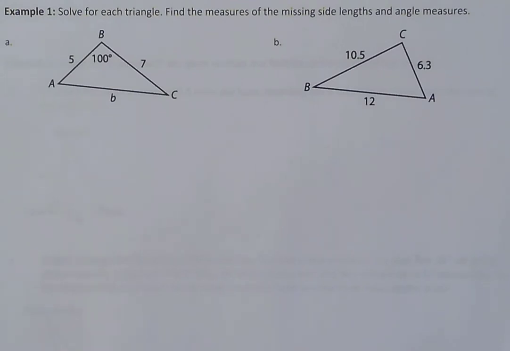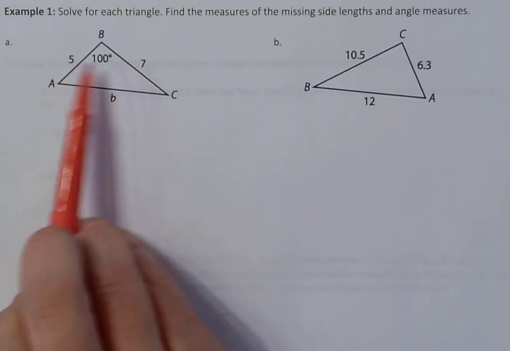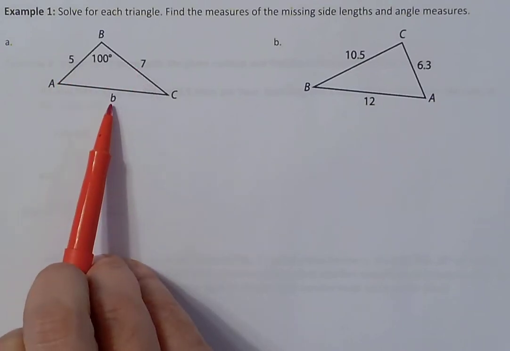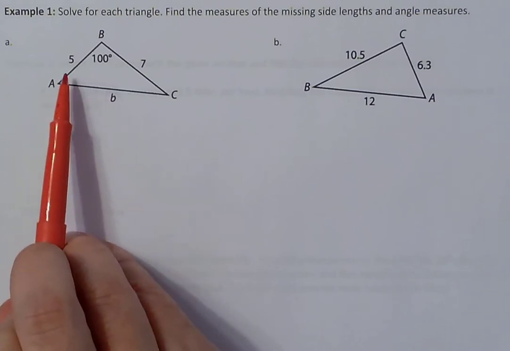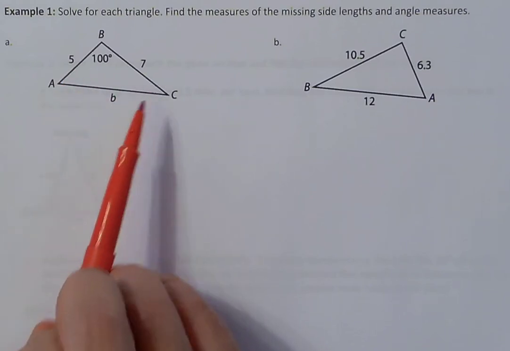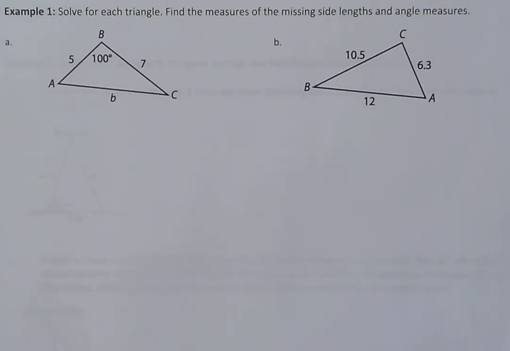Now, with the law of sines, my preference was to go through and figure out angle measures first. But for the law of cosines, to be able to figure out the angle measures, you have to know all three side lengths. So if we look at A, we only know two side lengths right now, 5 and 7. So we need to figure out the length of B before we can figure out the measure of angle A and the measure of angle C. So we're going to use the law of cosines. We're going to use the B part.